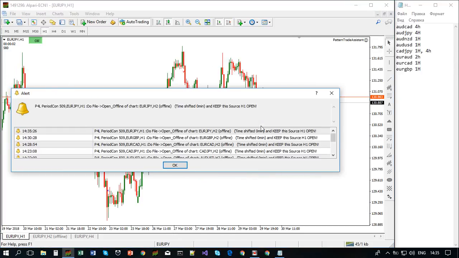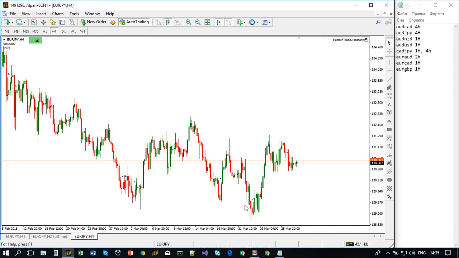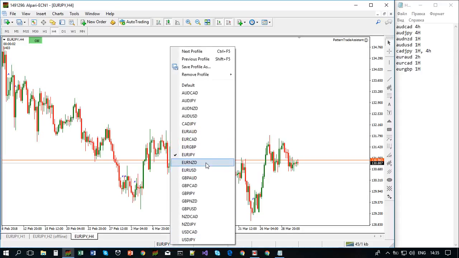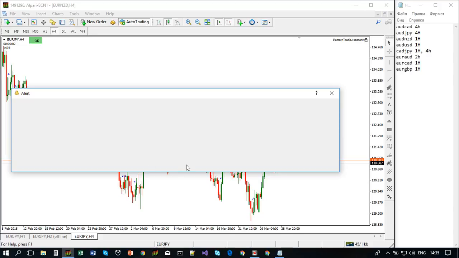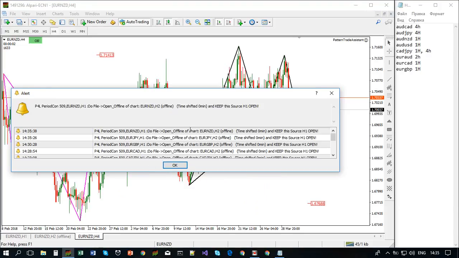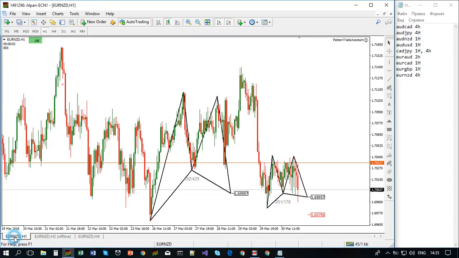Euro yen is the next one. Okay, the analysis is pretty boring. You just switch between the pairs to find some patterns. Okay, Euro NZD 4 hour. Okay, that was very small for trading.